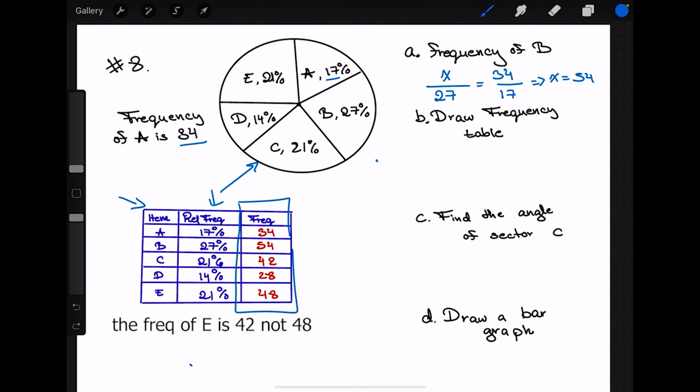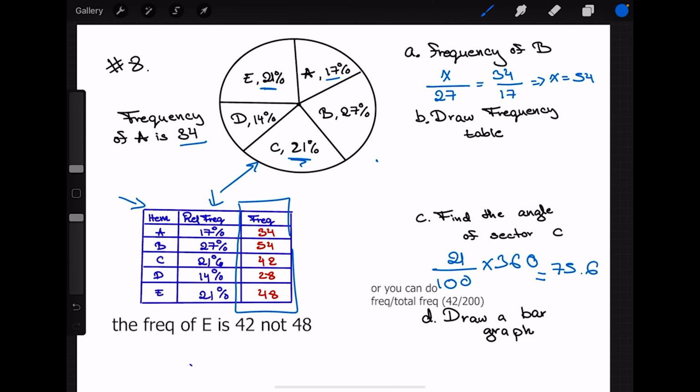Now, for part C, they ask you to find the angle of sector C. So to find the angle of sector C, you use the same process I explained in question 6. It is the frequency divided by the total times 360. So technically speaking here, for C it's 21 divided by 100, since the total percentage is 100, times 360. And the angle you get will be approximately 75.6.